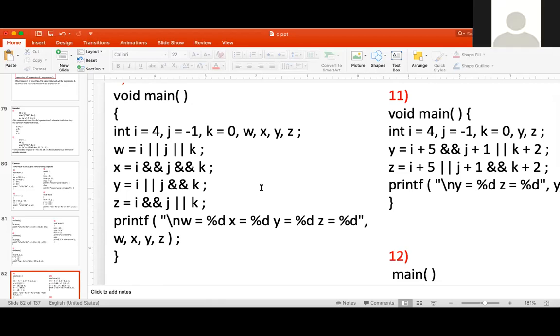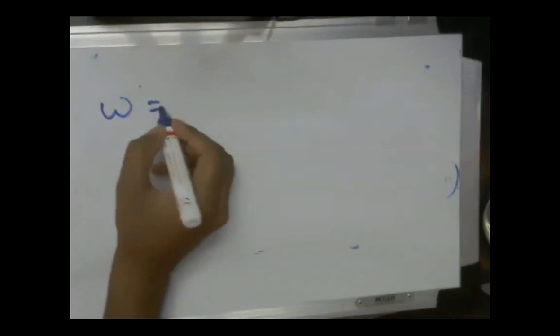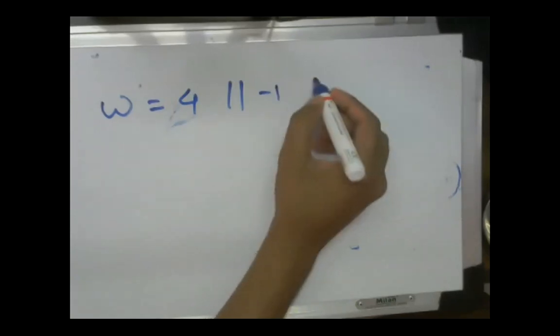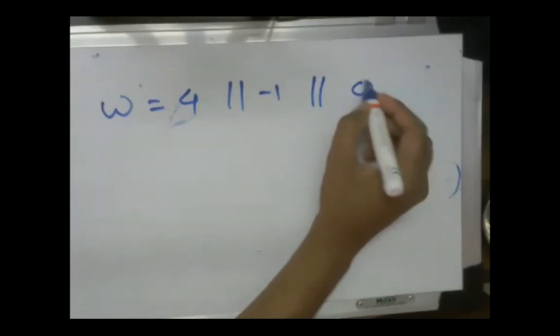If it is minus also, the answer will be 1 only. Minus is a non-zero value, and non-zero is true. So w will be true. Let's see this. What is w? First I will tell you: w is equal to i, which is 4, or with j, which is minus 1, or with k, which is 0.